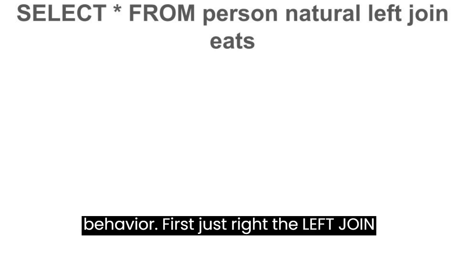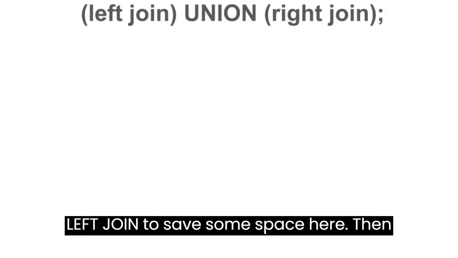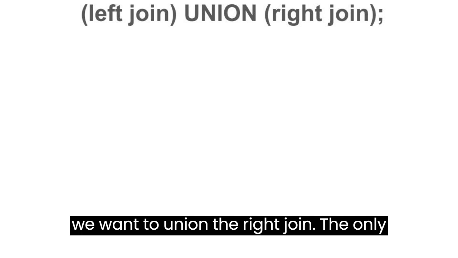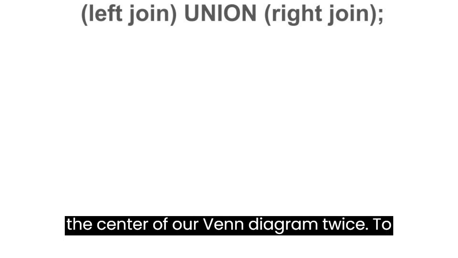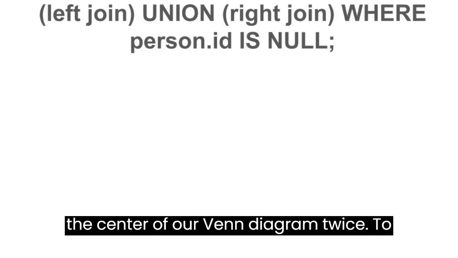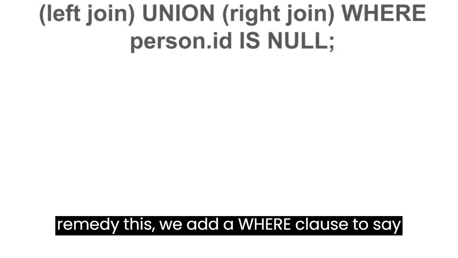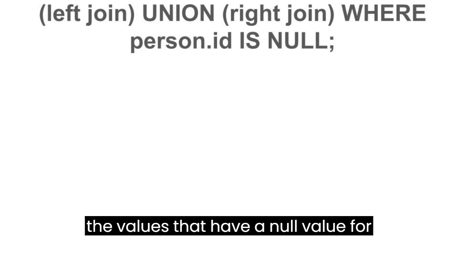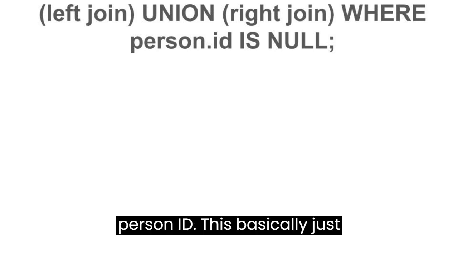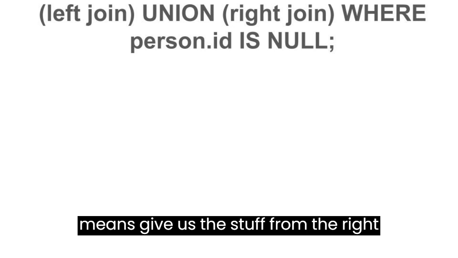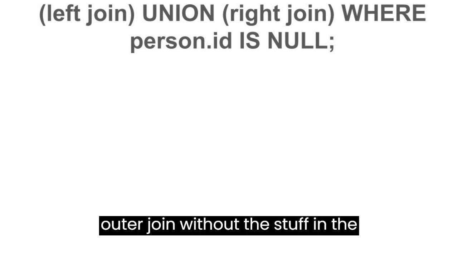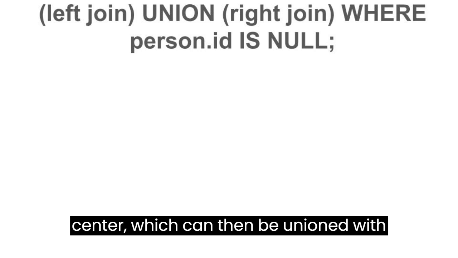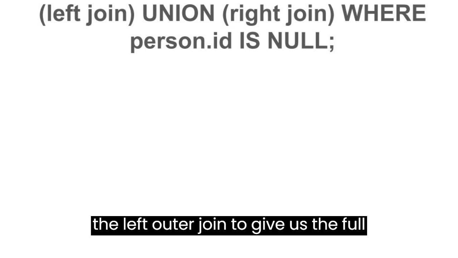To mimic the behavior, first just write the left join, which I'll just replace with the words left join to save some space here. Then we want to union the right join. The only issue is that this gives us the stuff in the center of our Venn diagram twice. To remedy this, we add a where clause to say let's filter the right join to only have the values that have a null value for person ID. This basically just means give us the stuff from the right outer join without the stuff in the center, which can then be unioned with the left outer join to give us the full outer join.